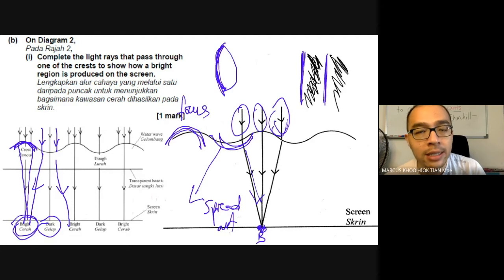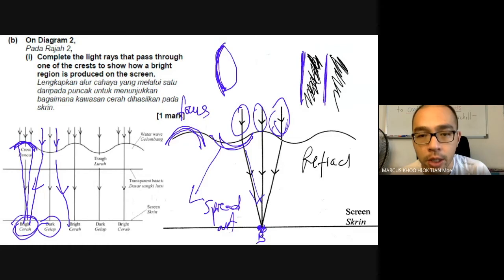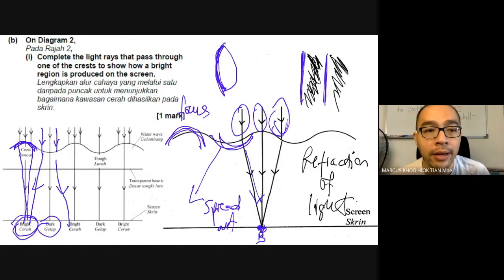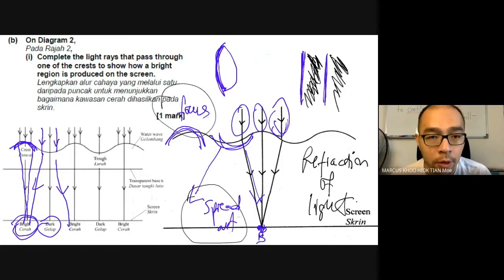Only the bright lines are very thin because the three representative rays have already focused into one place. That's why the bright places are very nipis and the dark places are very wide. Because of this effect. This is what we call refraction. We will study this in chapter 6, but this is called refraction of light. When light refracts, it will either focus or it will spread out. We will talk about this in chapter 6. All right.